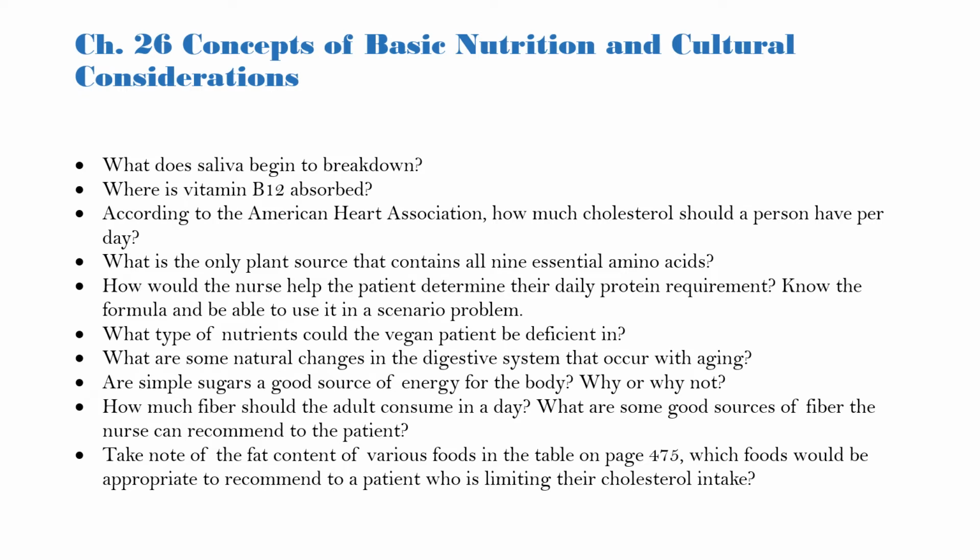How would the nurse help the patient determine their daily protein requirement, know the formula, and be able to use it in a scenario problem? Well, on page 471, you can find that formula. To determine the protein requirement per day for a healthy adult, calculate as follows. Weight in pounds divided by 2.2 to achieve their weight in kilograms. And we will remember that 1 kilogram is equivalent to 2.2 pounds. You take their weight in kilograms and times it by 0.8. That will get you the amount of grams of protein that they need per day.